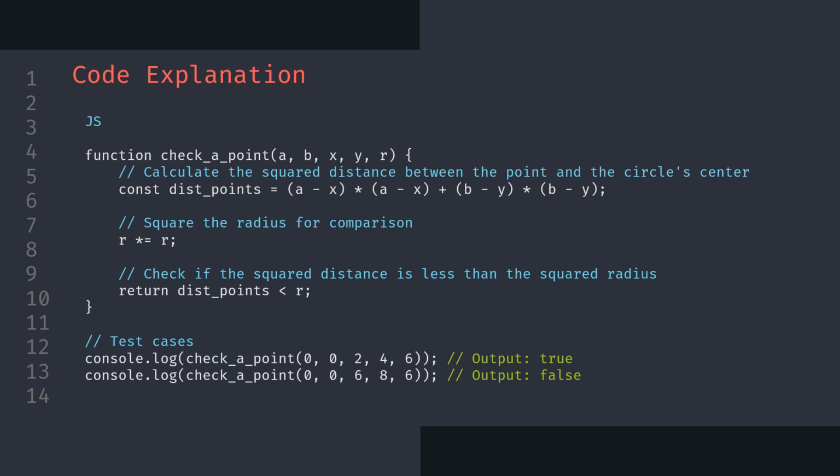The program calculates the squared distance between the point and the circle center and compares it with the squared radius. If the distance is smaller, the point lies inside the circle.